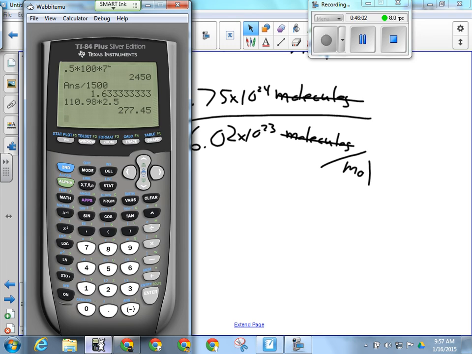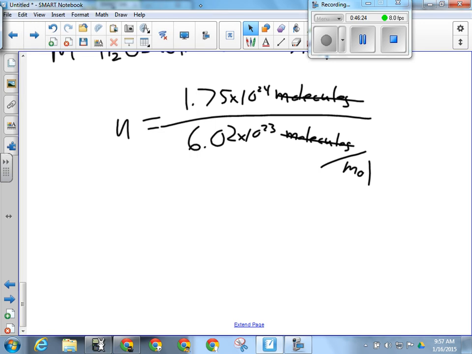In brackets here, remember this is how you enter those numbers in your calculator, 1.75. Then you hit the comma button to get the E, 24, divided by Avogadro's number, which is 6.02 to the 23. All right, so we're looking at 2.91 moles.